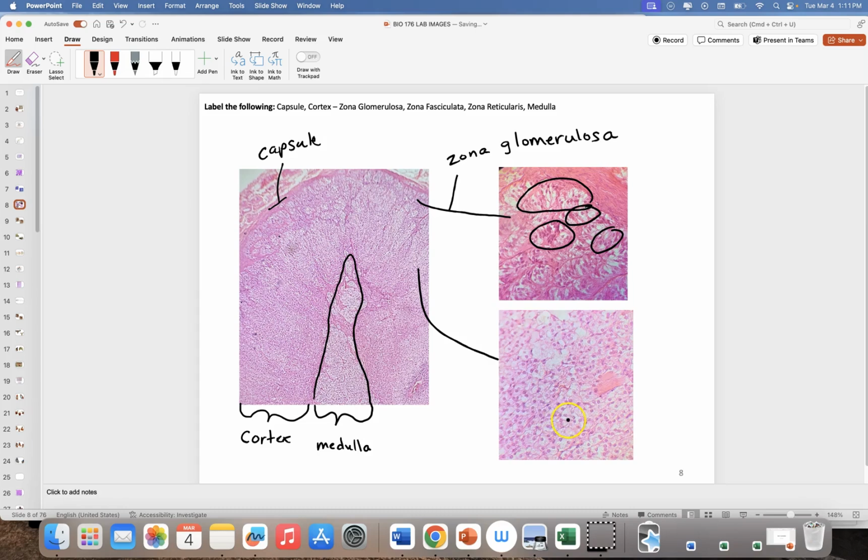We have these cells which are fairly clear. You can see the nucleus, but you can see a lot of clear in the cells. And that reminds me a little bit of adipocytes. And the reason why those cells are so plump and clear is because they are filled with fat. Little bundles of fat. That's why we call this the zona fasciculata.